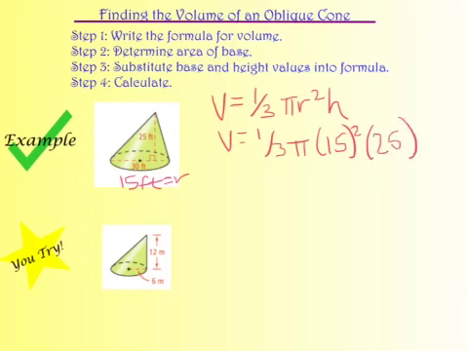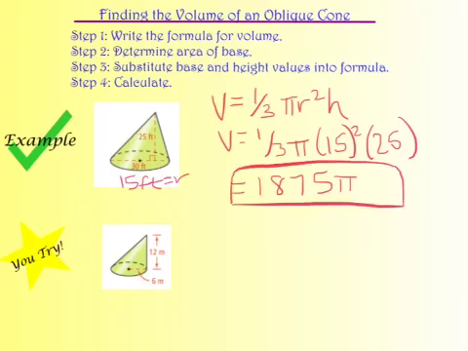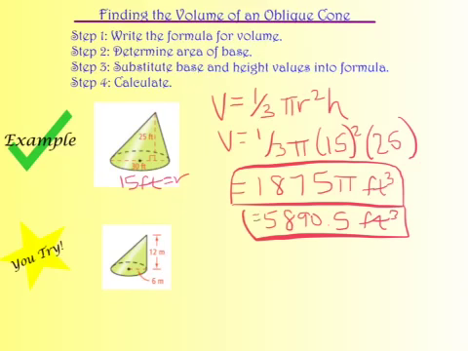And then I'm going to use my calculator. 15 squared times 25 and my 1/3. Remember, you can do all of this multiplication in any order. It doesn't really matter. I've got 1,875 pi. My units, feet cubed. Now, if I wanted to actually multiply that out with pi, I would get 5,890.5 feet cubed. So either way, because it doesn't specifically say in the directions, you could put it either way.